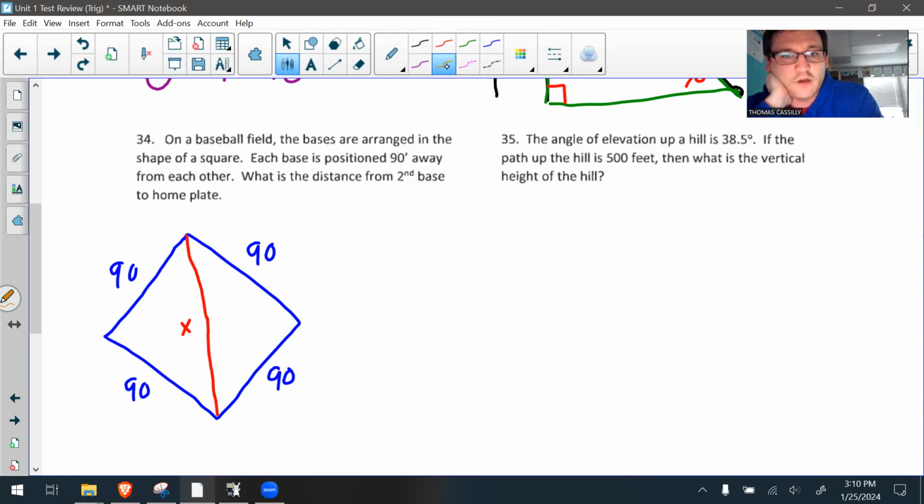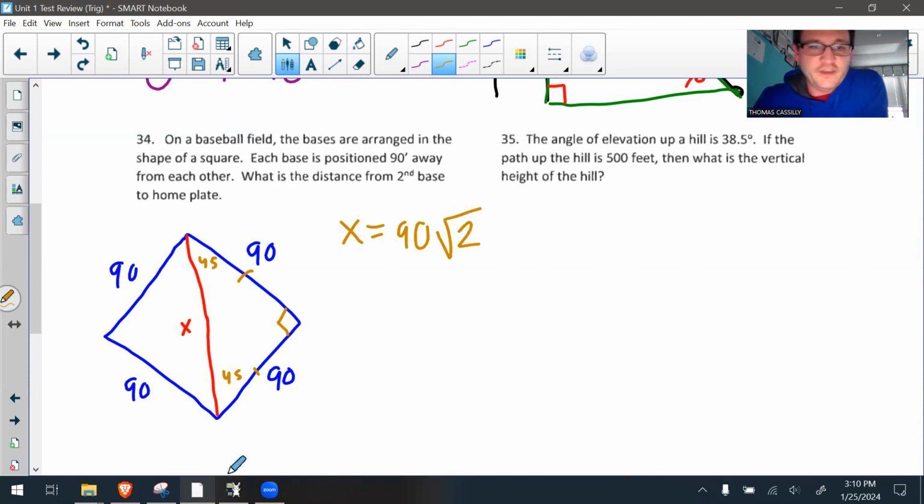Since it's a square, these are all right angles. If you look at the right triangle there, it's an isosceles triangle, two congruent sides. So this tells us we have a 45, 45, 90 triangle. So we kind of get x for free. x is just equal to 90 times the square root of 2. All right, so that's great. That is the exact answer.